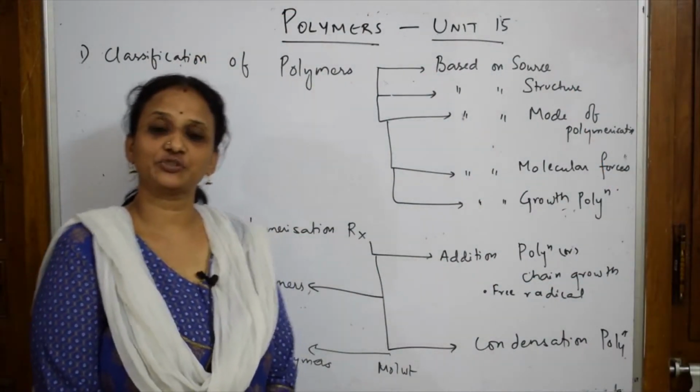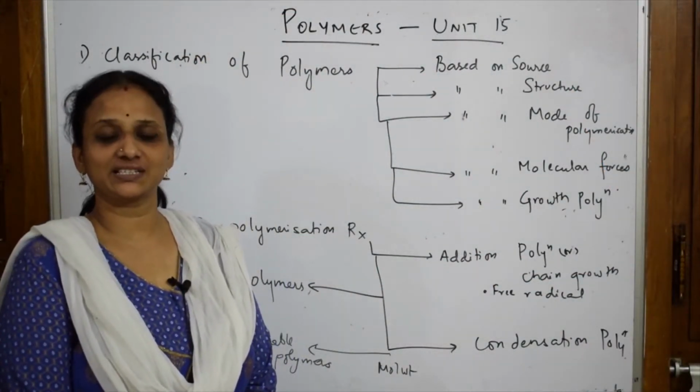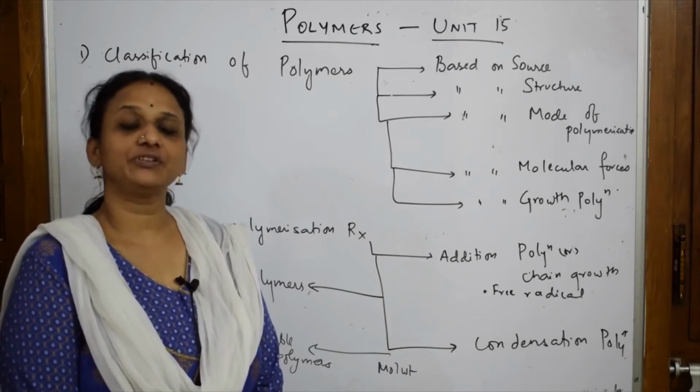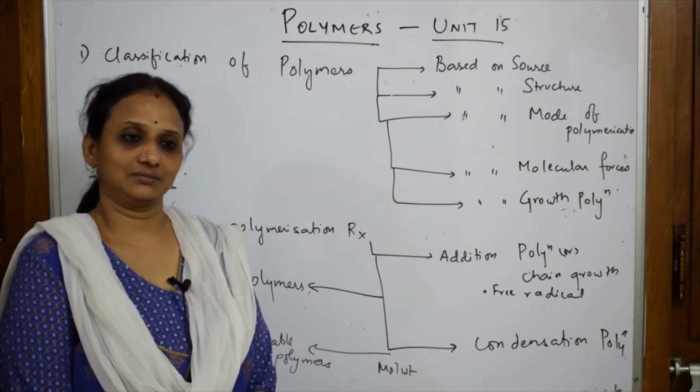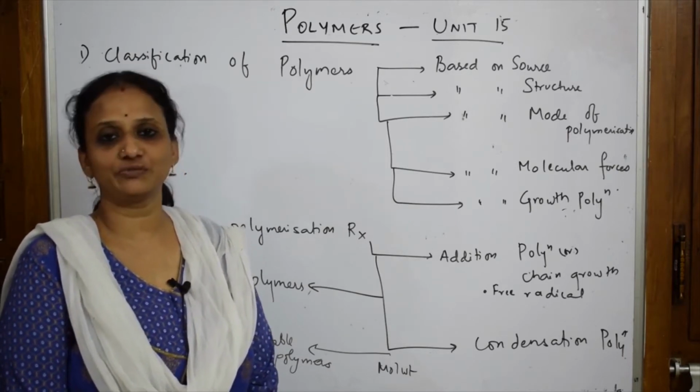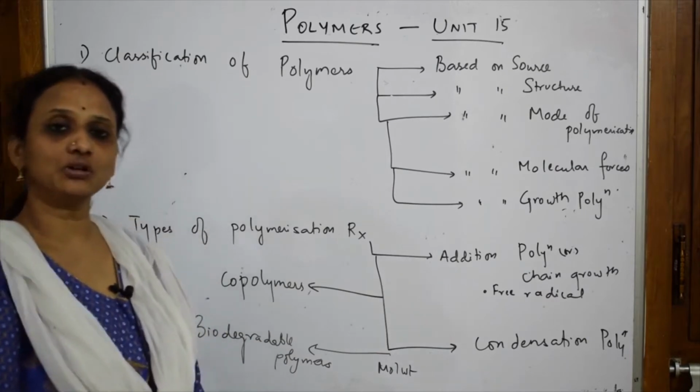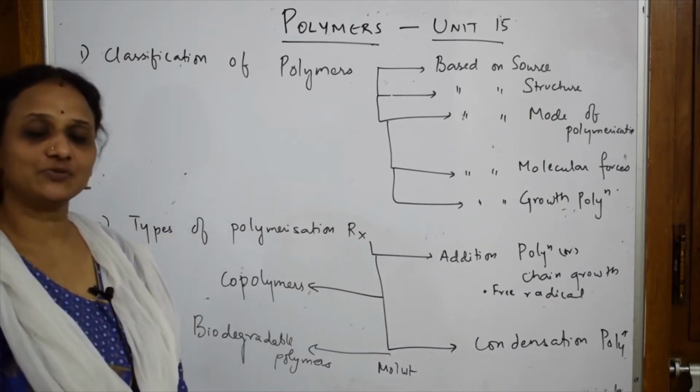Let us come back and finish off the last chapter of your grade 12 syllabus, that is polymers. The easiest chapter, I should say. Even if you're not ready, in just 1 week you can finish off this chapter. This is part of your part 2 book, unit 15. Let's see the index, what we are going to learn.